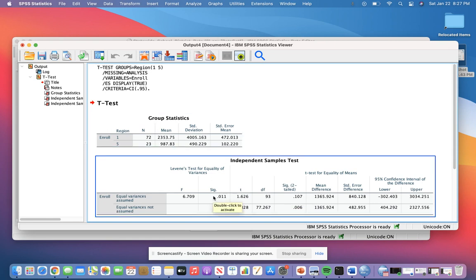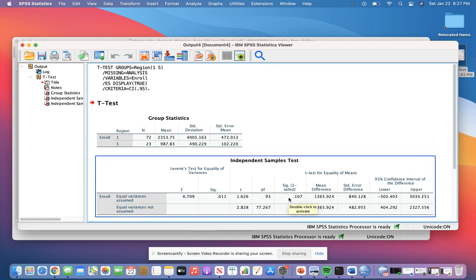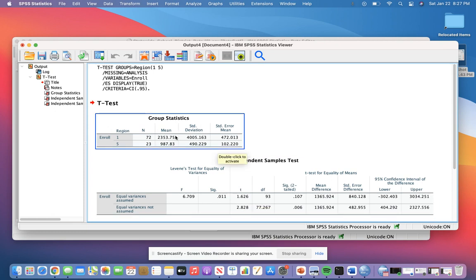This significance value just identifies whether it meets the Levene's test for equality of variances, so homogeneity of the variance of the group sizes. And because that's below 0.05, it means that it violates it, and we shouldn't be doing the t-test. But this is the value that we want to look at. This is the significance value that we want to look at. And because this is greater than 0.025, it means that this t-value is not significant. So the difference in the mean values for region 1 and region 5 with the enrollment data is not significant.